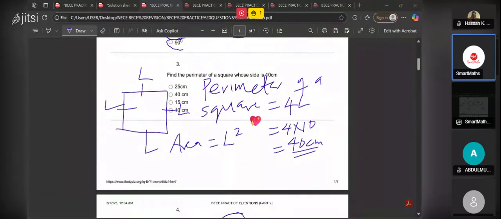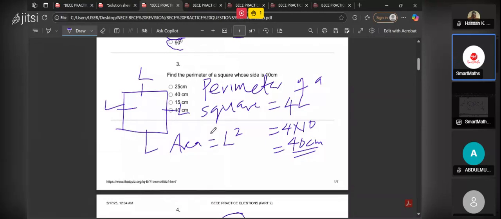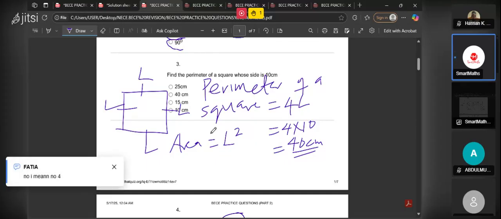Perimeter of a square means you add all the sides together. It has 4 sides, and the sides of a square are all equal. Because they are equal, that's L plus L plus L plus L, that is 4L. So that is 10 plus 10 plus 10 plus 10, which gives 40. I hope that is clear.